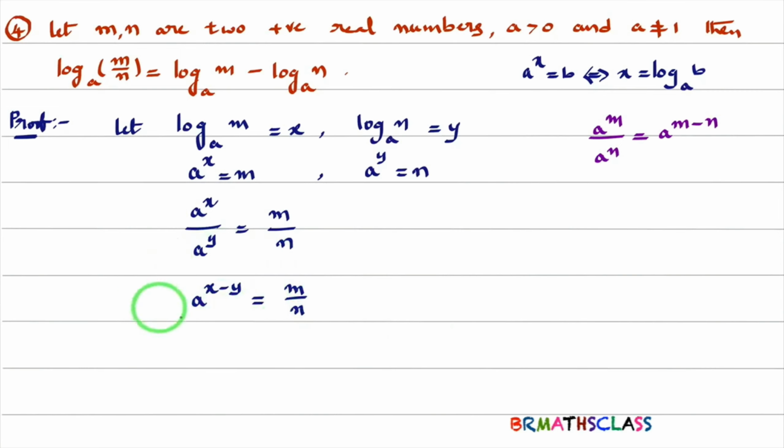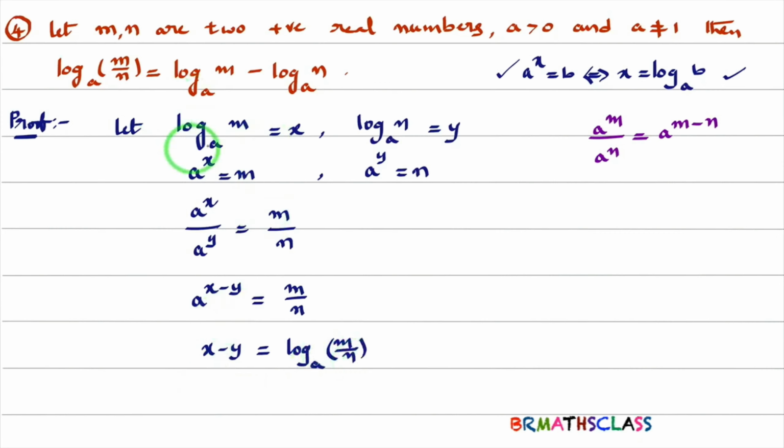Now if you observe this, it is of which form? You imagine this as x, a power x. You imagine this as b. This expression is of the form a power x equal to b. From the definition we learned that whenever you see a power x equal to b, we can write x equal to log b base a, from the definition of logarithm. So here it can be written as x minus y equal to log m by n base a. I hope you are understanding.